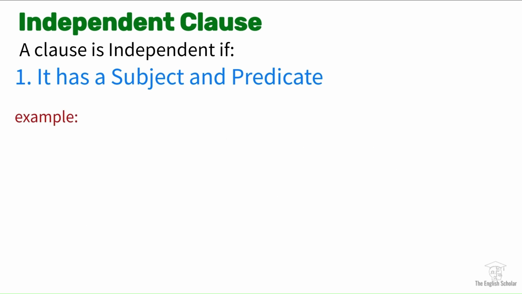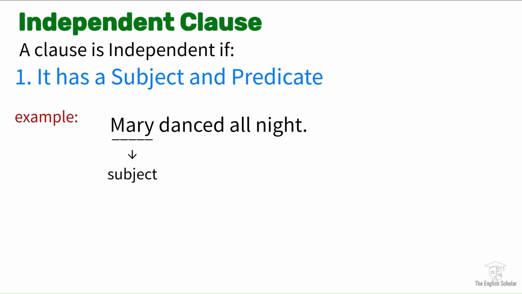For example, Mary danced all night. In this example, Mary is the subject, the one being talked about in the sentence, and danced all night is the predicate, which tells about our subject Mary. Together, they form a complete thought.